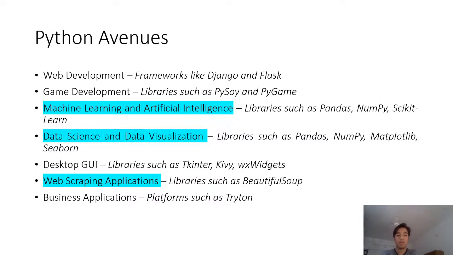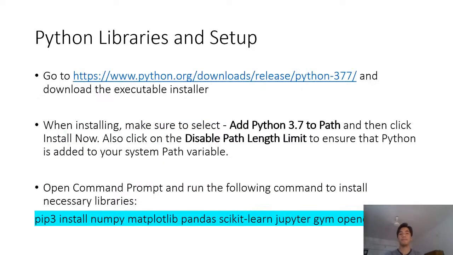And we'll learn about libraries and packages called Pandas, Numpy, and Scikit-learn, which are fundamentals of any data science and machine learning course. We have to go ahead and learn these libraries, and we will also learn about web scraping by using libraries such as Beautiful Soup. Python is also applicable in business applications and platforms. So let's get ahead and start with setting up our environment for Python.